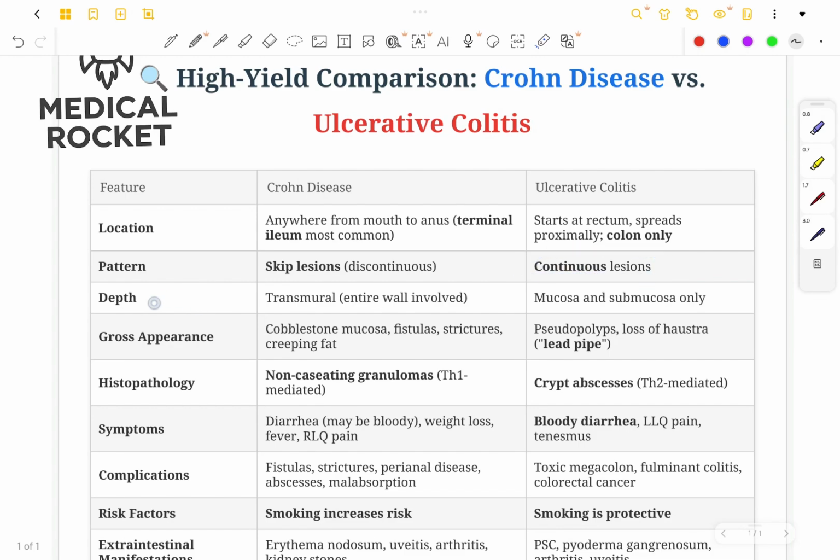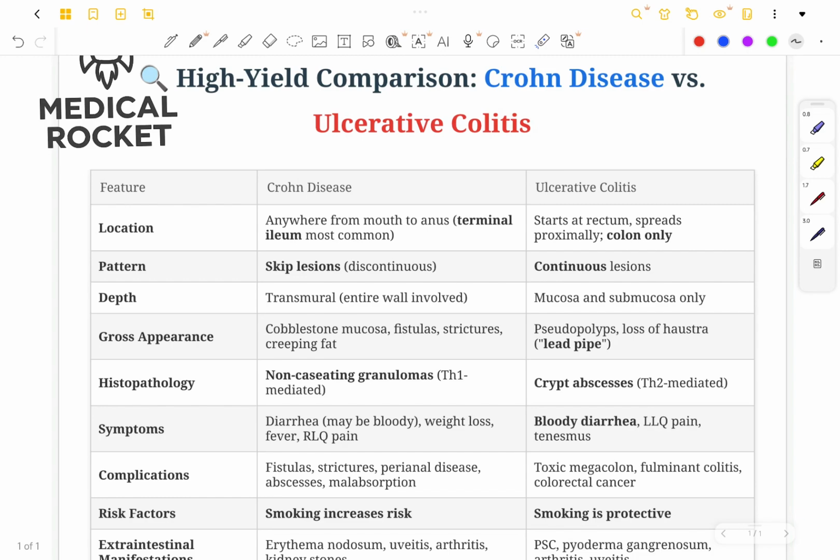3. Depth of inflammation. Crohn: transmural, involves the entire wall of the bowel. Ulcerative colitis: limited to the mucosa and submucosa. Transmural inflammation explains why Crohn leads to complications like fistulas and strictures.